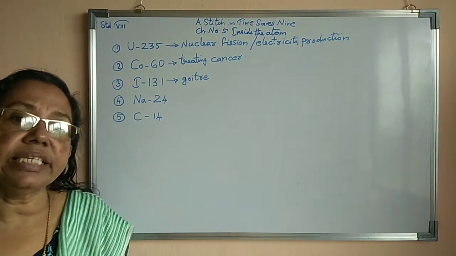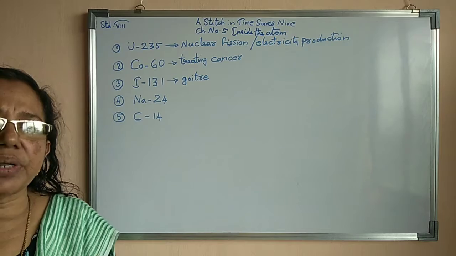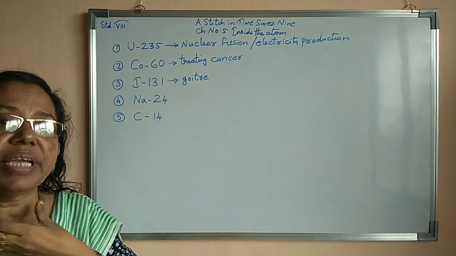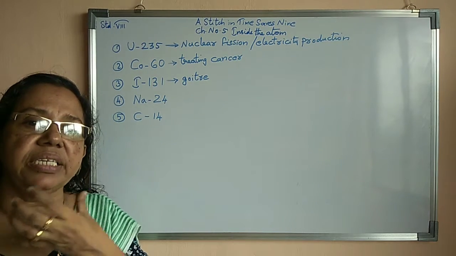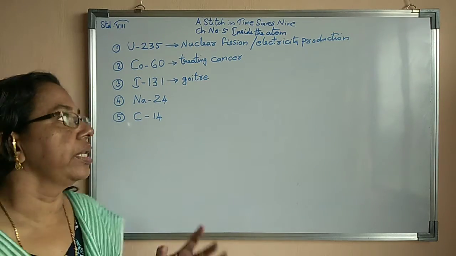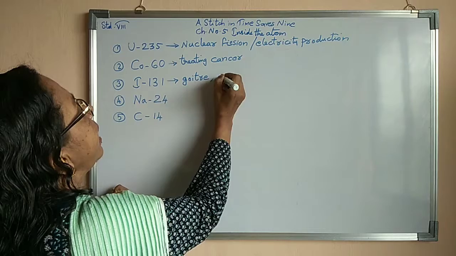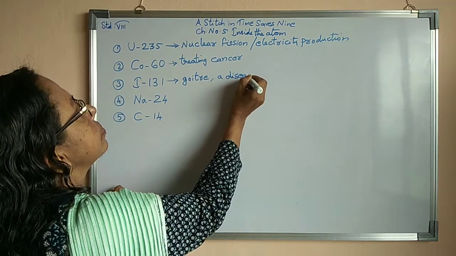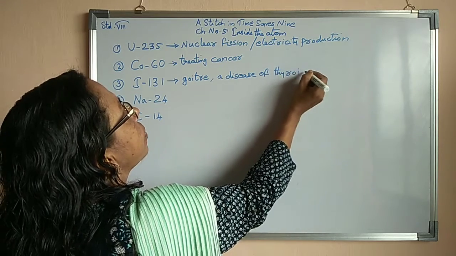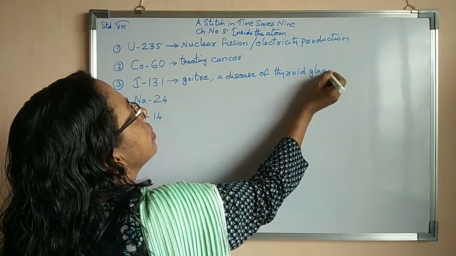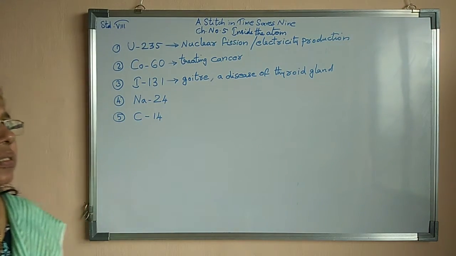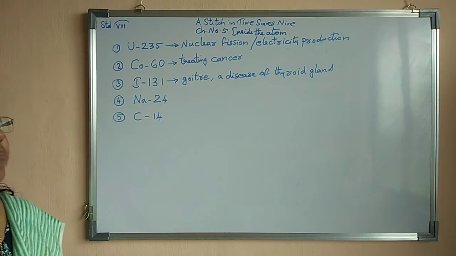Goiter is a disease of the thyroid gland. The word thyroid you might have heard. You might have seen someone's neck swollen like a ball. That disease is known as goiter. So we can say that it is a disease of the thyroid gland.